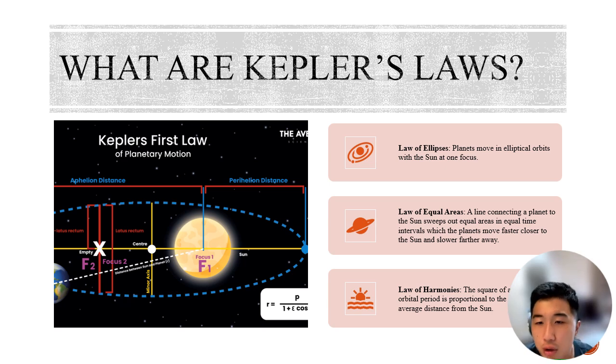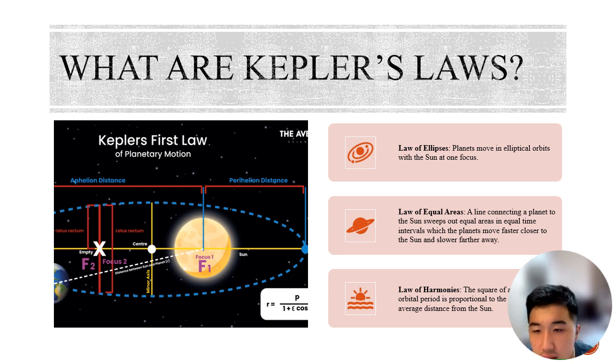Kepler's laws describe the motion of planets around the sun. First, the law of ellipses: planets move in elliptical orbits with the sun at one of the two foci. Second, the law of equal areas: a line connecting a planet to the sun sweeps out equal areas in equal time intervals, meaning the planets move faster when closer to the sun and slower when further away.